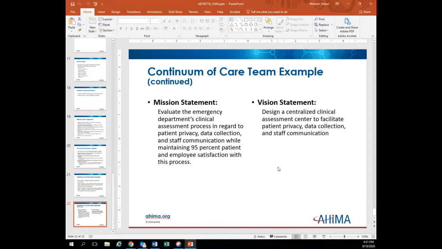So here's the mission statement. Evaluate the emergency department's clinical assessment process in regard to the patient privacy, data collection, and staff communication while maintaining a 95% patient and employee satisfaction with the process. So they've indicated what the problem basically was, what they hope to do, and what outcome they hope to achieve from it.